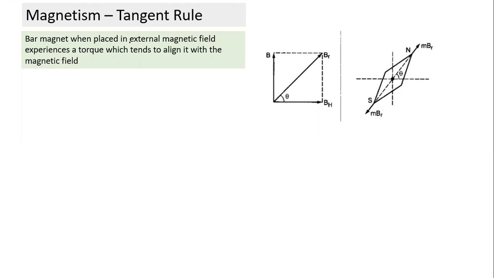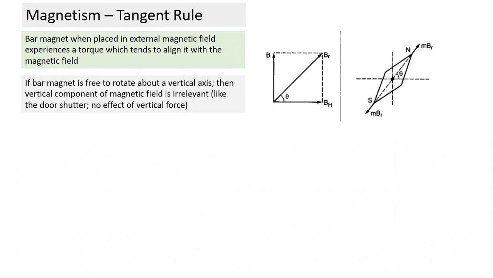A bar magnet, when placed in an external field, experiences torque which tends to align it with the magnetic field. This we know already. What is the tangent rule? If a bar magnet is free to rotate about a vertical axis, as we have seen earlier, then the vertical component of the magnetic field is irrelevant. We have seen this earlier, like in the case of a door shutter also.